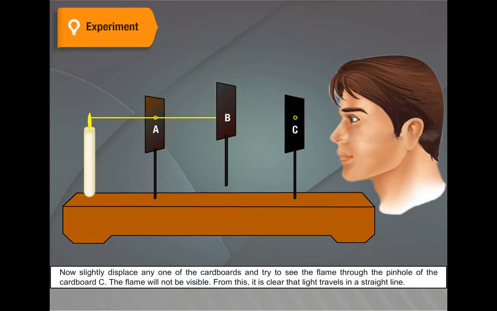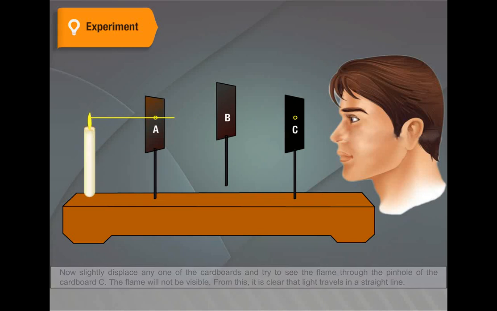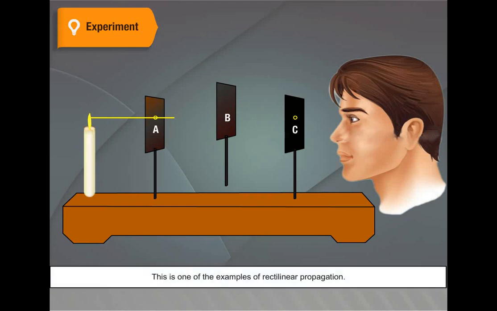Now slightly displace any one of the cardboards and try to see the flame through the pinhole of the cardboard C. The flame will not be visible. From this, it is clear that light travels in a straight line. This is one of the examples of rectilinear propagation.